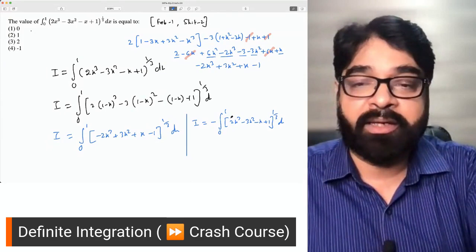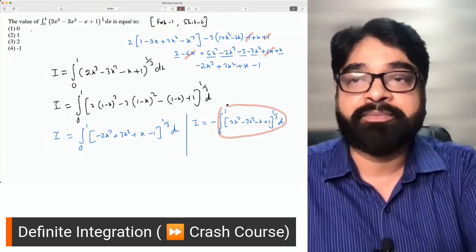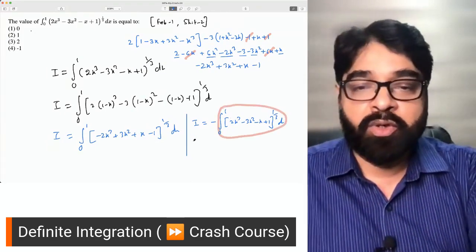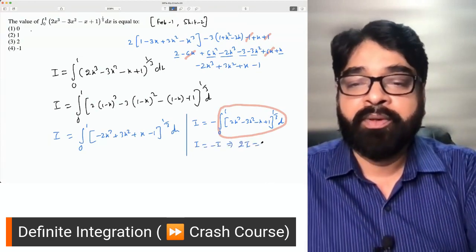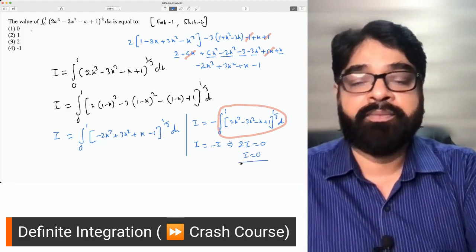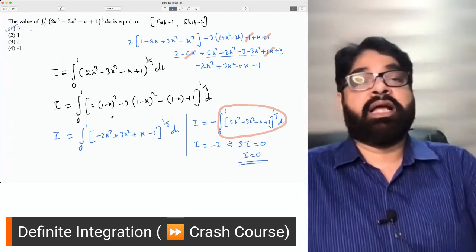Now you can see very clearly this is nothing but the I. This total is nothing but I itself. This is your I. So I equal to minus I means 2I equal to 0. So I equal to 0, which means the first option is the answer.